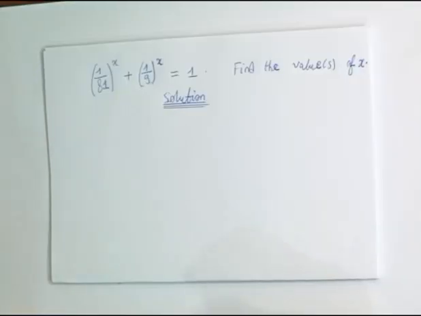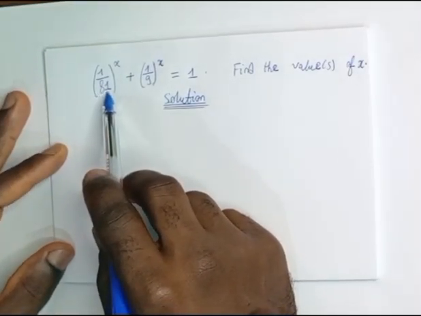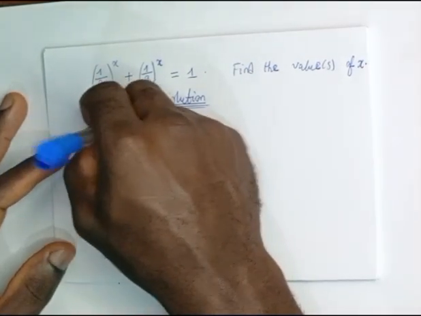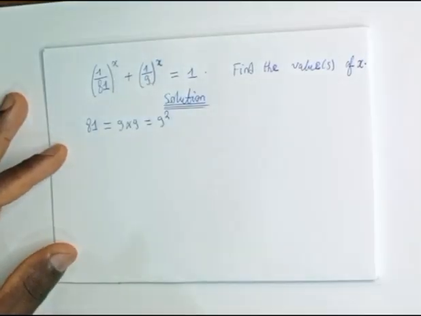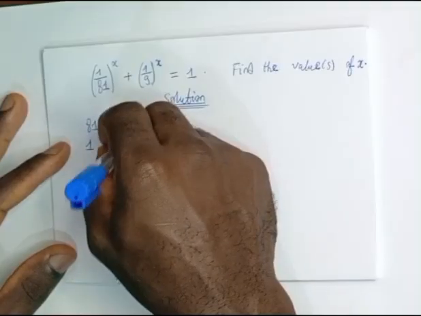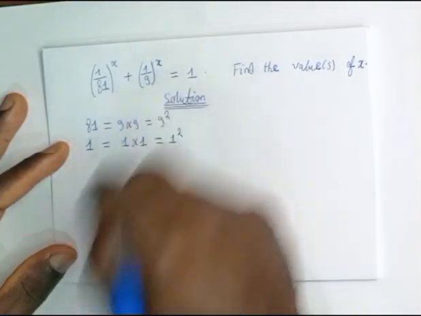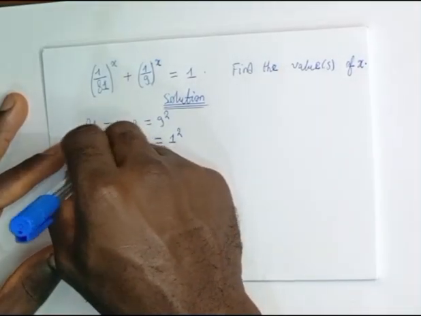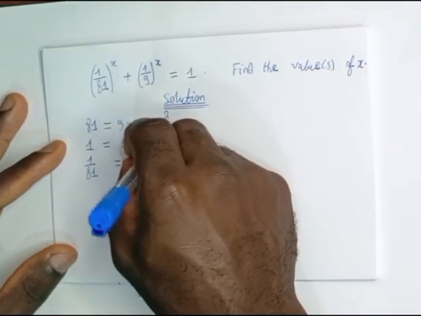First, for us to answer this question, we know the number 81 can be expressed in index form with 9 at the base. 81 is simply equal to 9 times 9, which is equal to 9 raised to the power 2. 1 is the same as 1 times 1, which is equal to 1 squared. It simply means if we take the number 1 over 81, we can express this as 1 squared over 9 squared.